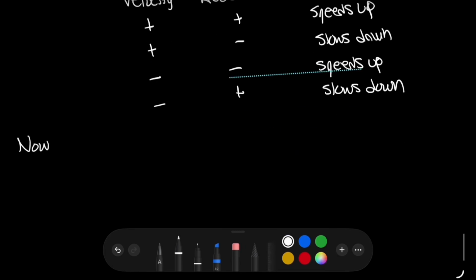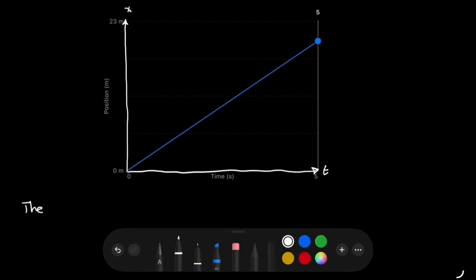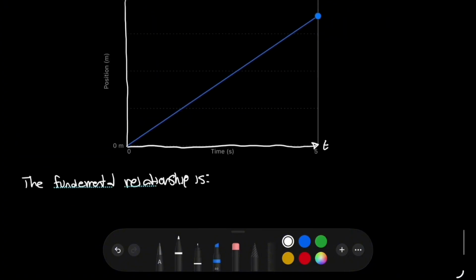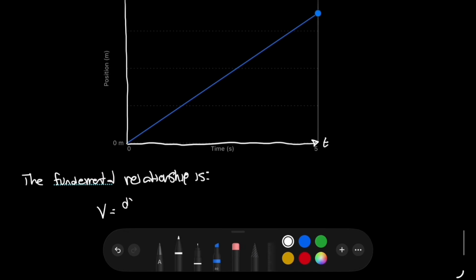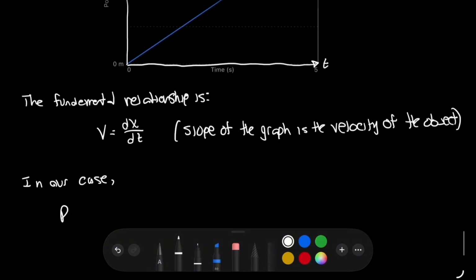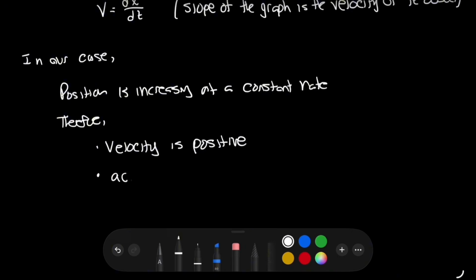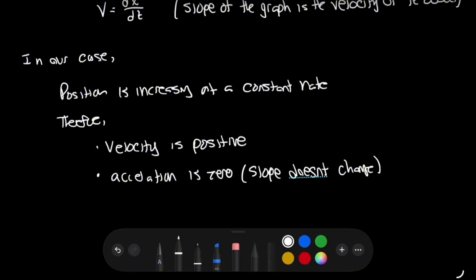With these definitions defined, we can now look at a position time graph. So if we look at this position time graph here, the first fundamental relationship is that the velocity is equal to the change in position divided by change in time. So it's represented by the slope of the graph. And so we can look at what is going on in this case. In our case, the position is increasing at a constant rate. And so therefore the velocity is positive and the acceleration is equal to 0 since the slope doesn't change. The line is constantly going up, so the position is constantly increasing.